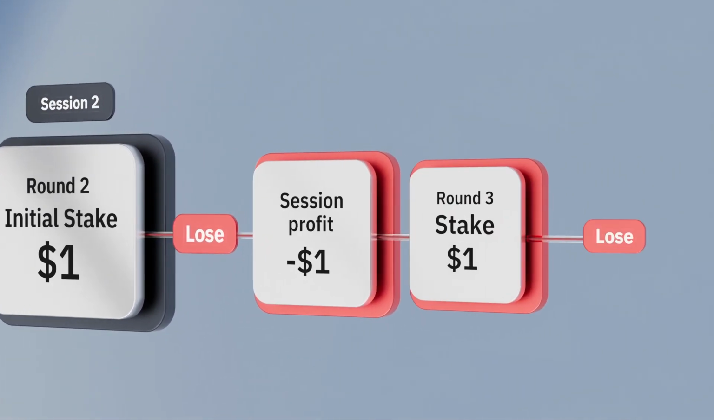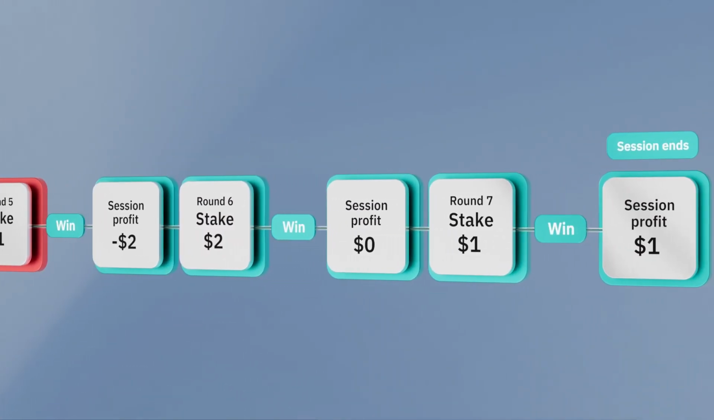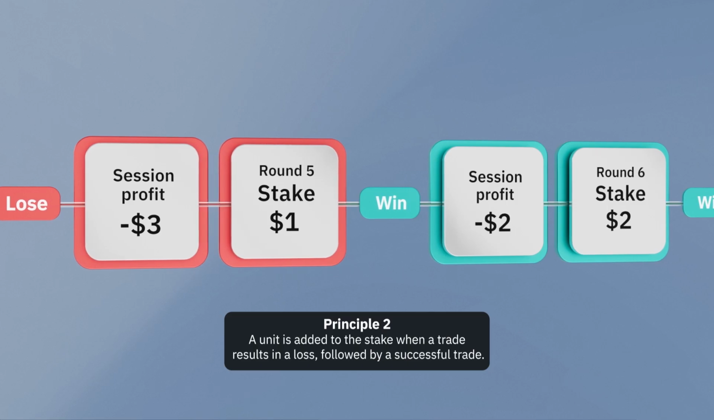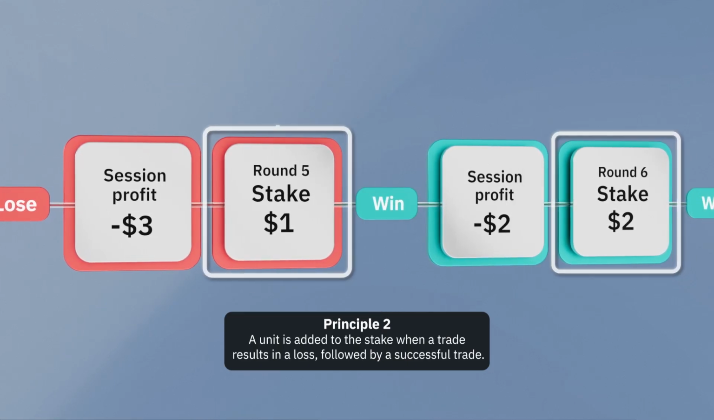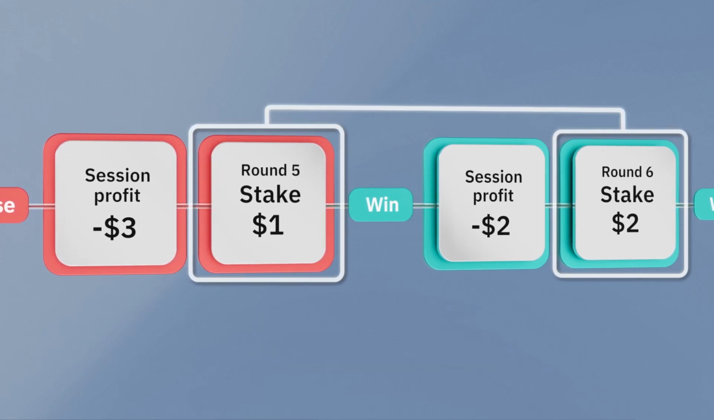Then, if there's a trade resulting in a loss followed by a successful trade, the stake will increase to 2 USD. This is shown in round 6. This is the second principle of the Oscars grind strategy, where the stake is increased only after a loss is followed by a successful trade.